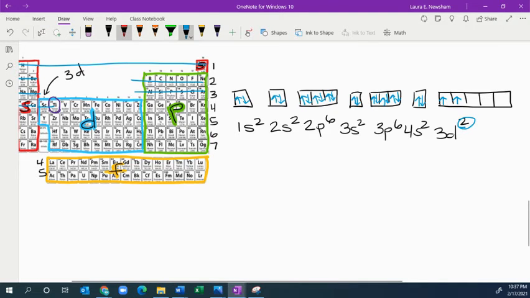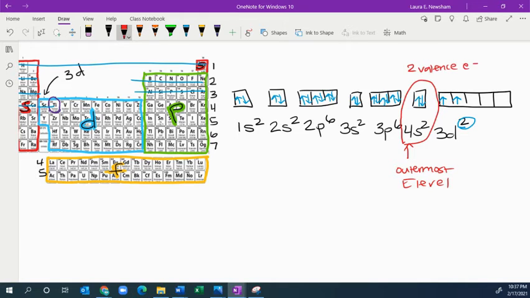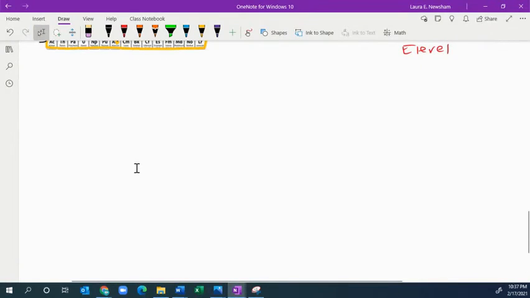So if we were to talk about valence electrons on this one, remember our highest or outermost energy level is 4. Because we go down for 3, so there's only 2 valence electrons in this. I want to do one last example. Let's go to P. One last example today.